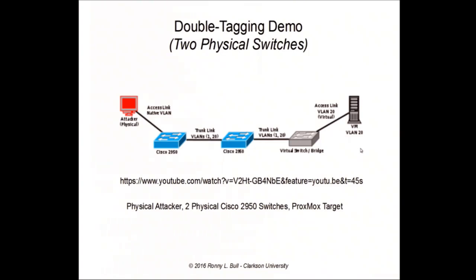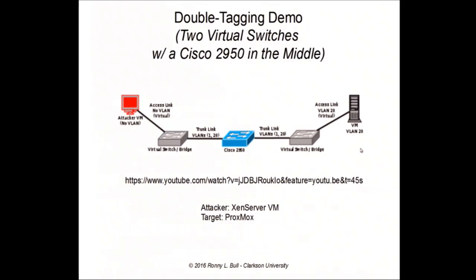Okay, so we have three different scenarios we ran with this. The first one was a control scenario where we had two physical switches, which was known to work. We had a physical attacking system connected on a native VLAN and went through that first trunk link to the second switch, and we were able to access the VM on the other side on VLAN 20. For the sake of time, I'm not going to show this video right now. It does work here. You guys are more than welcome to go click the link. But we have two more videos I'd like to show that are a little more effective than this one.